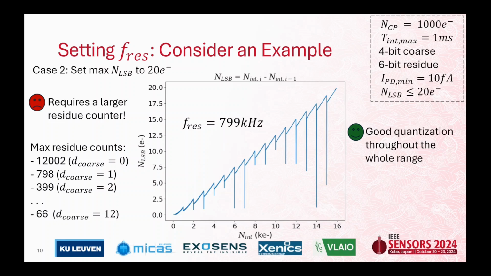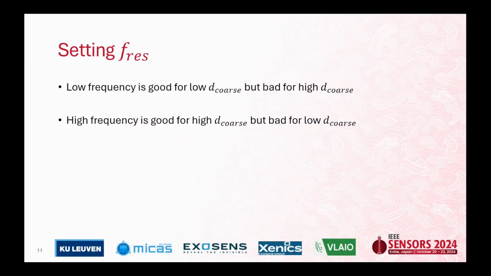So we think, okay, with a low frequency, we see benefits on one side of the system, bad on the other side. For the high value, we have problems on one edge, and good performance on the other. So why are we restricting ourselves to just one residue counter value? So we implemented something with multiple FRES values.